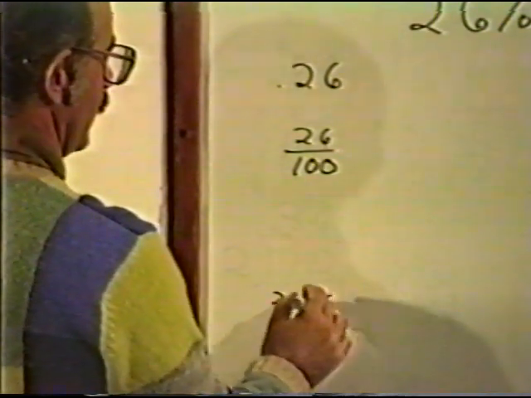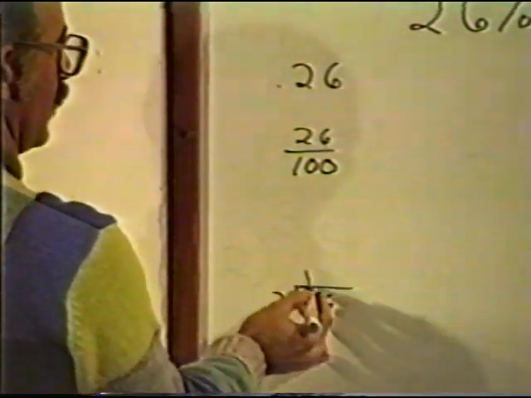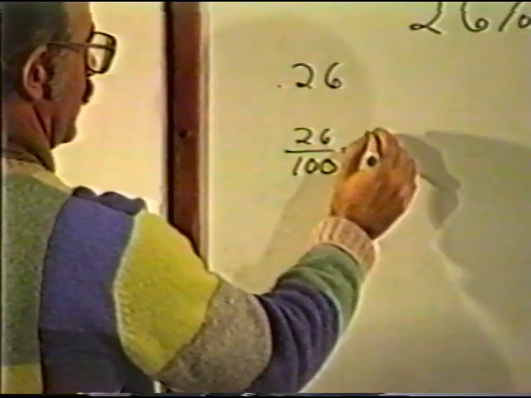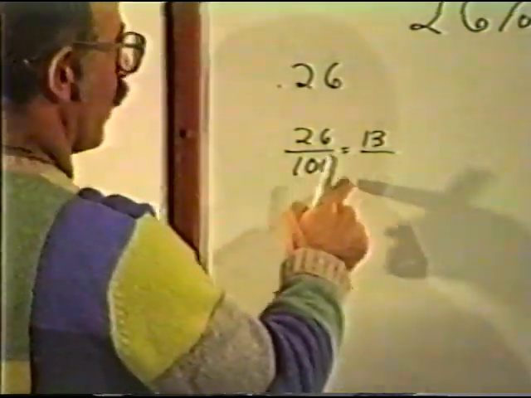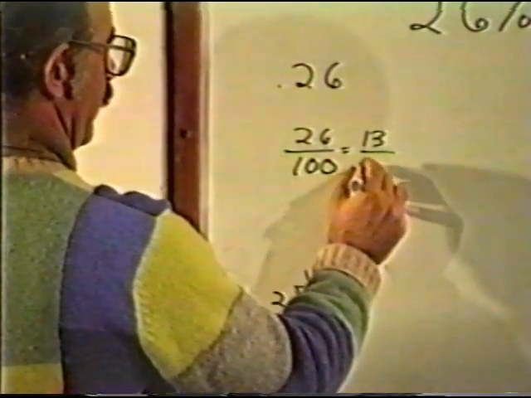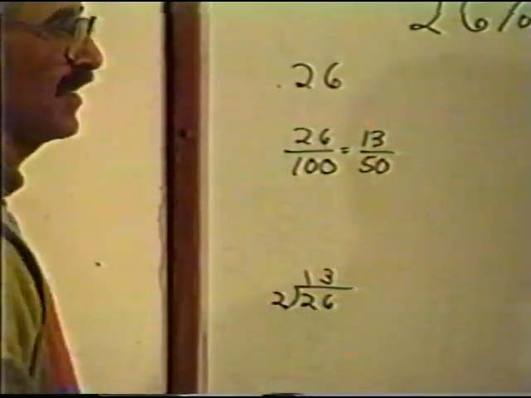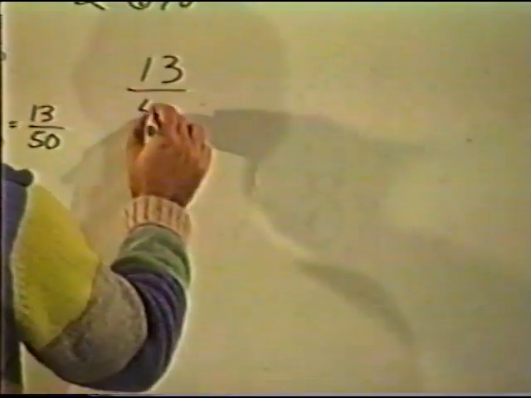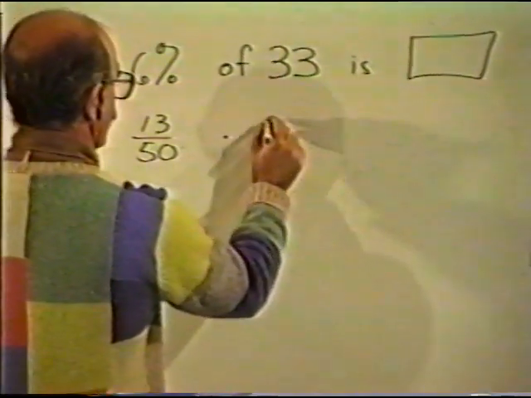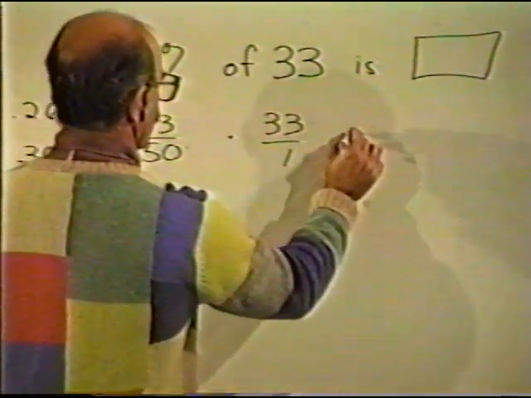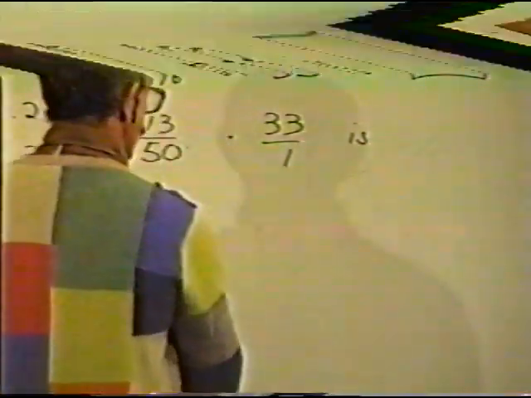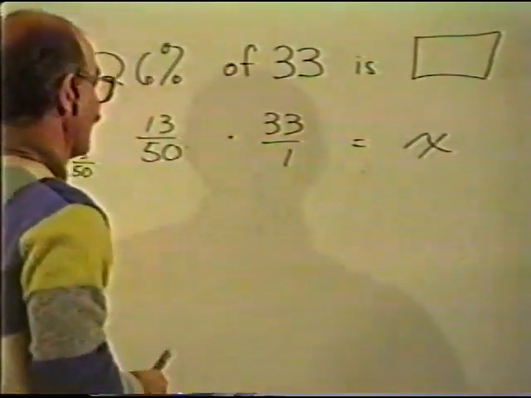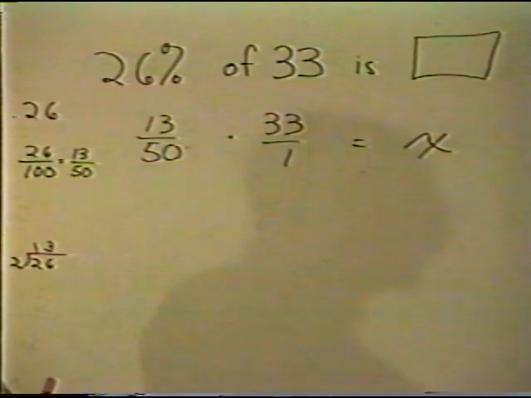We'll do it down here. 2 into 2, 1. 2 into 6, 3. 13. And what is 2 into 100? 50. 13 fiftieths. Well, we'll try that. We'll say 13 fiftieths times 33 over 1 equals x. Can we cancel? No.